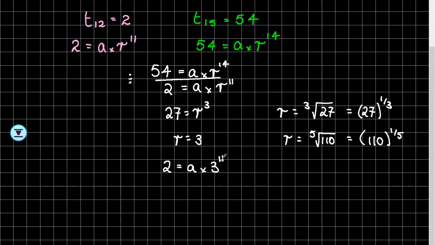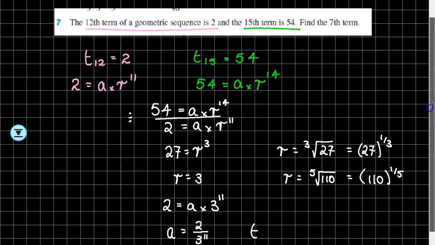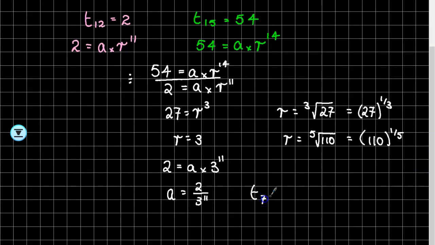And therefore A will be 2 over 3 to the 11. Bit disgusting, but that's okay. So therefore what were we after? The 7th term. So T7 will equal, I'm following the formula now, A. We now know that A is 2 over 3 to the 11 times our 3 and n take 1, so to the 6. So we're going to pop that into the calculator.